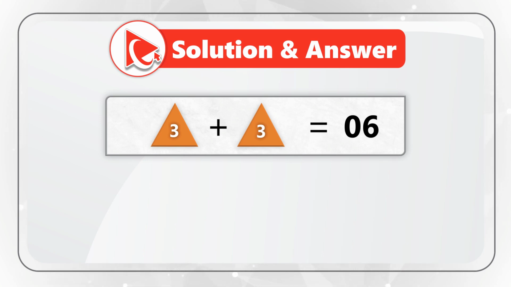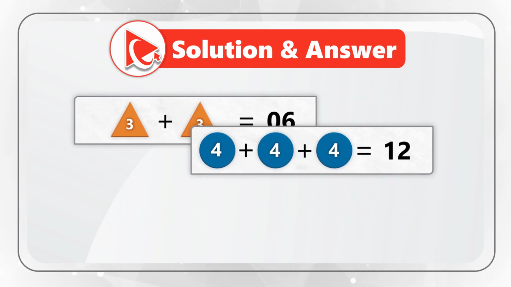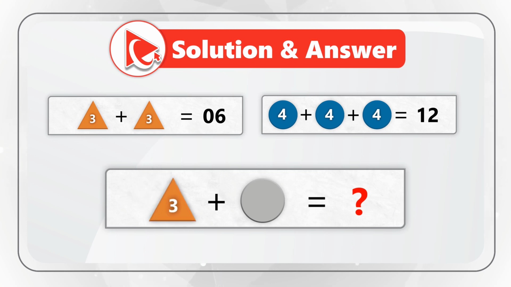We can do similar math with the circles. 3 circles equal 12, which means that one circle would be equal to 4. So triangle equals 3, circle equals 4, and triangle plus circle would be equal to 7. So the correct answer here is choice B, 7. Did you get to the same answer? If not, please make sure to post your answer and rationale in comments.